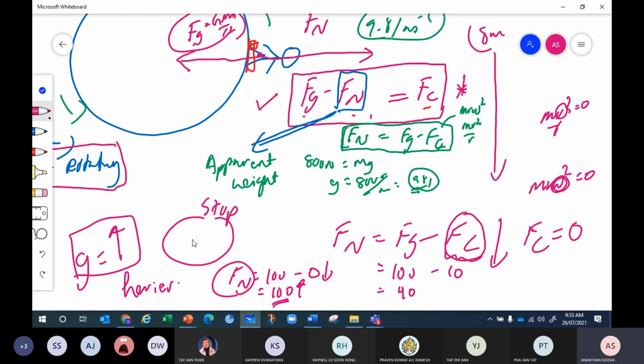Does anyone not understand any part? So rotation affects gravity. The rotation of the Earth affects gravity. Now I'll give you 1 minute. Try to digest this.